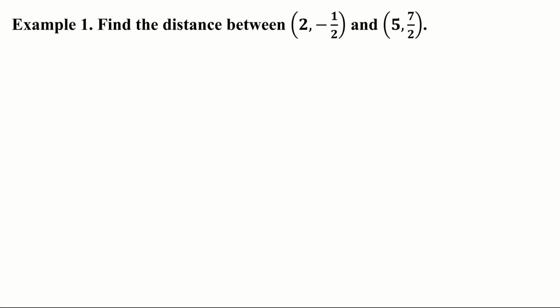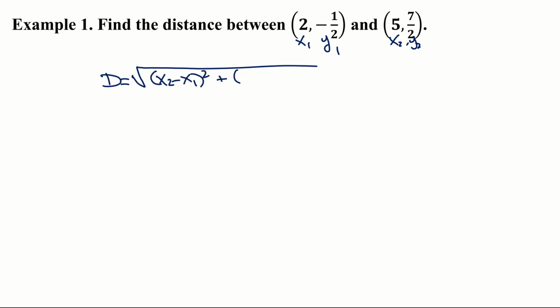Let's go ahead and apply the distance formula to find the distance between these 2 points. Notice that here we can think of this point as (x1, y1), and this point as (x2, y2), right? So we know that the distance is given by the square root of quantity x2 minus x1 squared plus quantity y2 minus y1 squared.